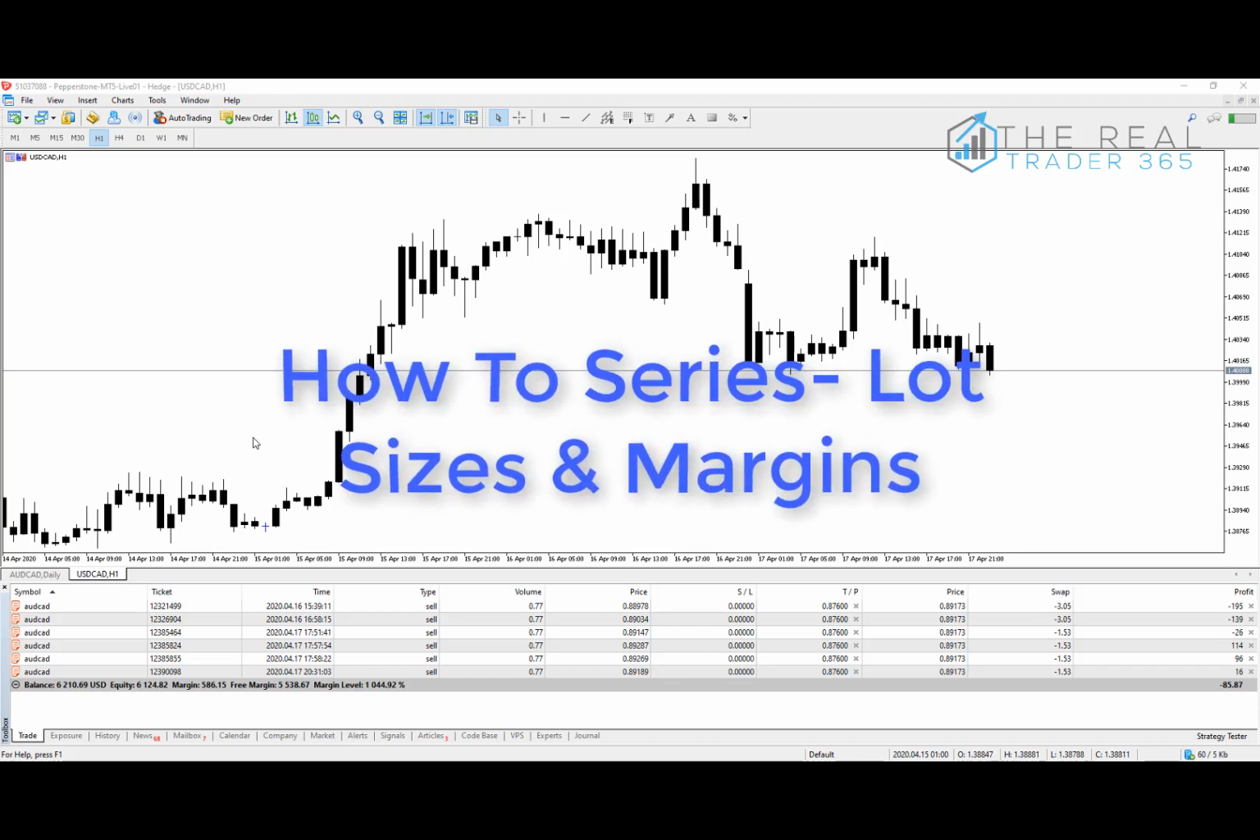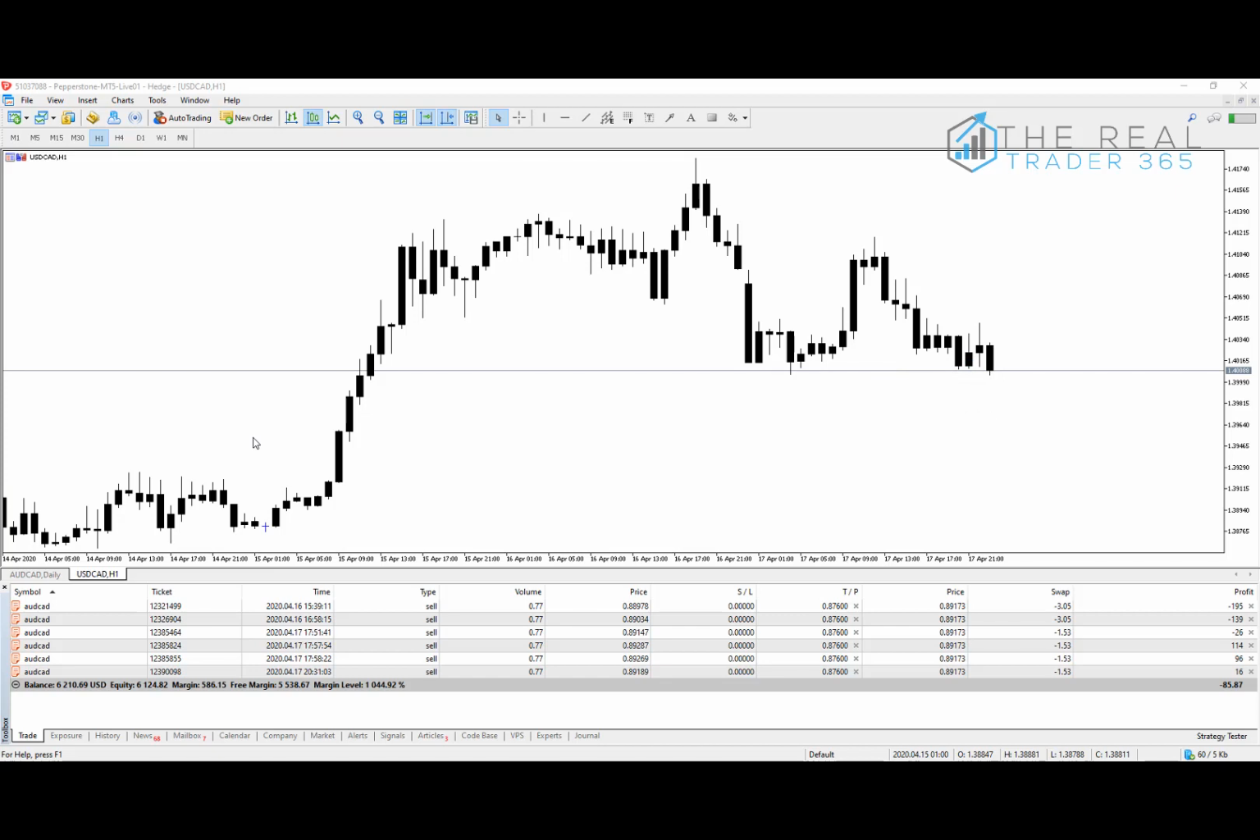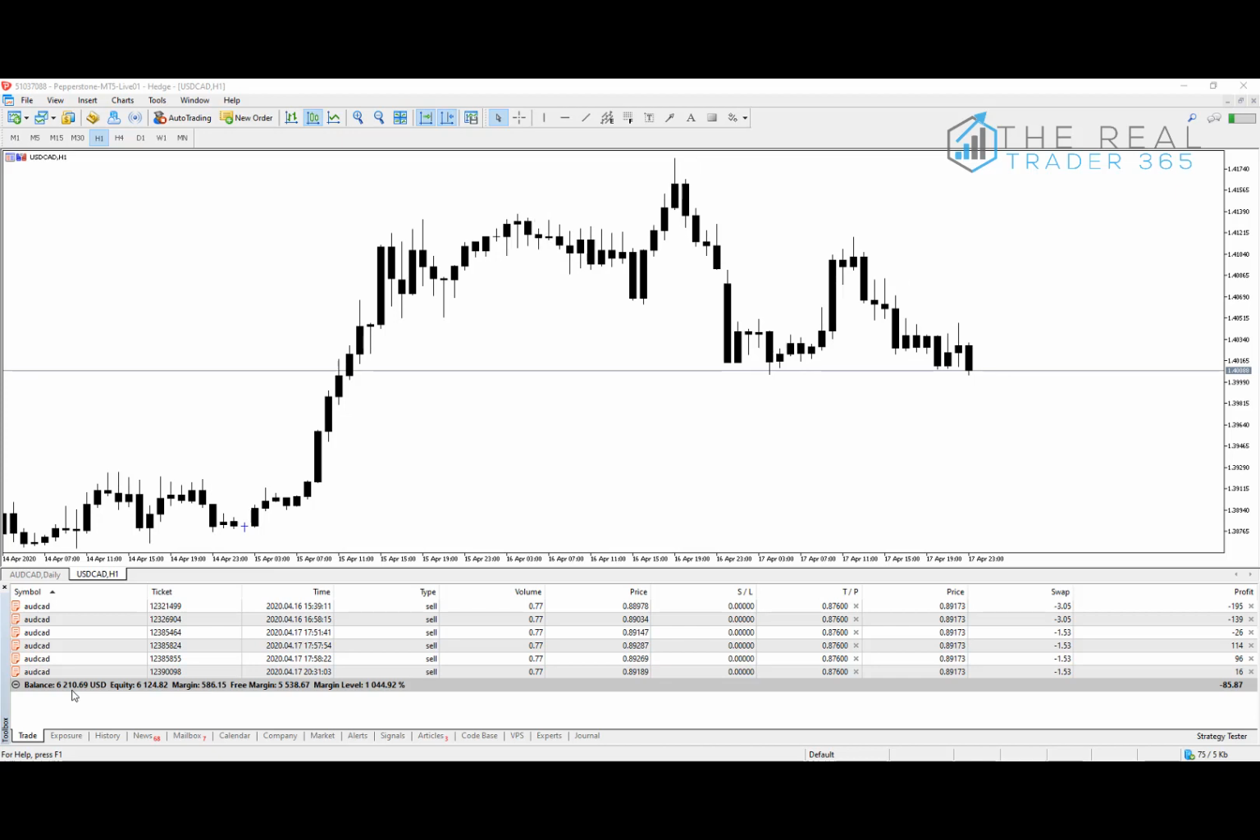So today we are going to be talking about lot sizes and your margin. At the bottom of your screen, on your mobile, on your desktop platform, or if you have it up on your phone, you are going to be seeing balance and a figure, equity and a figure, margin, free margin, and margin level percentage. The balance basically represents your account balance. Your account balance does not change when you have open positions. So when you have open positions, your account balance does not change until you actually close off a position.